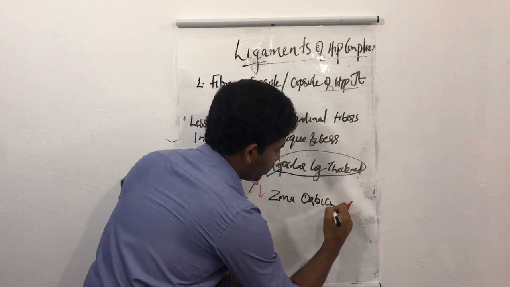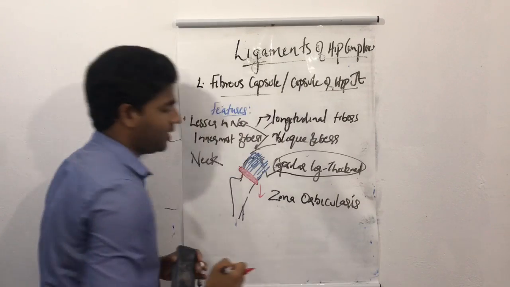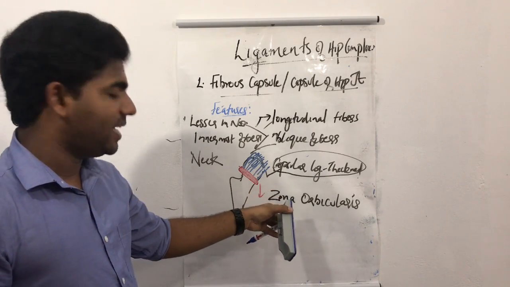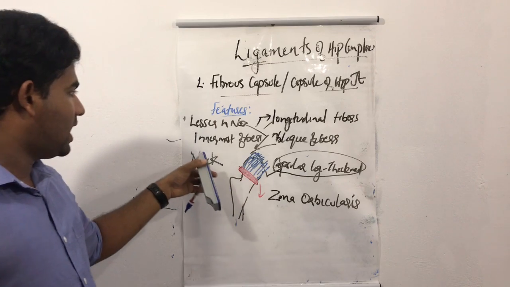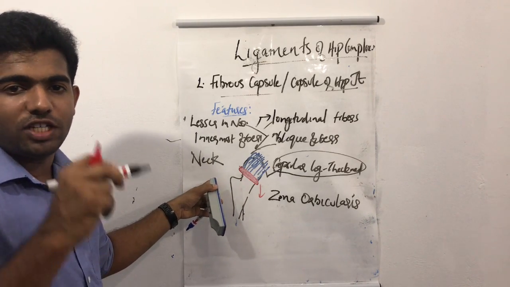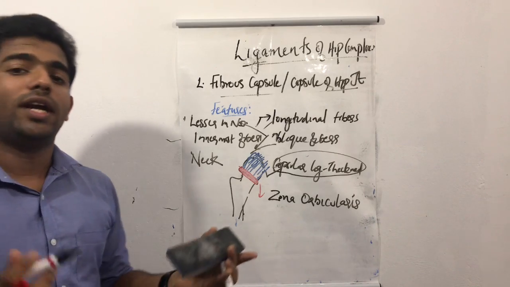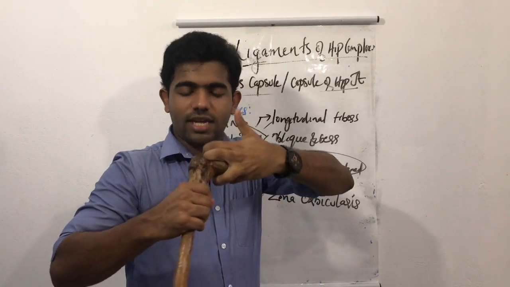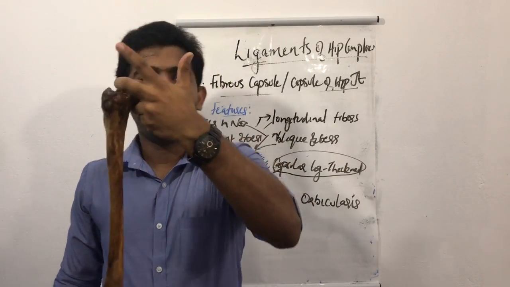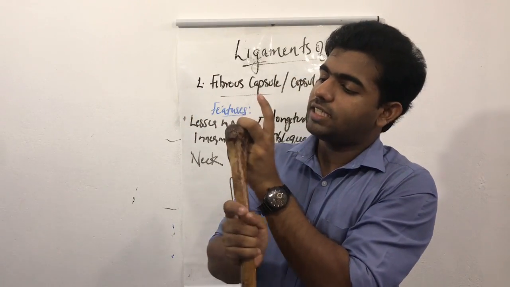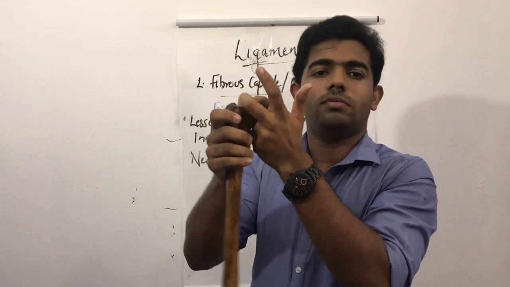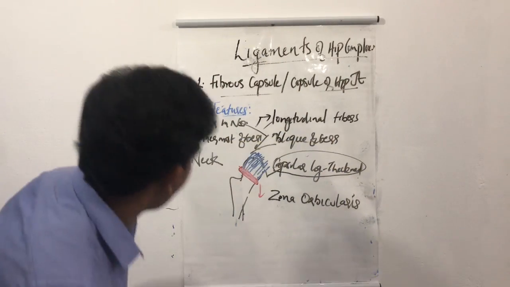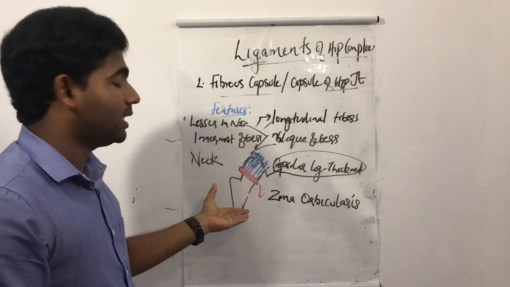Zona orbicularis is the region in the neck of the femur where the oblique fibers differentiate into a collar-like structure. So what is the function? It helps to prevent the distraction of the head. See, let my fingers be the collar. If it is attached like this, can I distract the head of the femur? I cannot. So that is the function of this zona orbicularis.